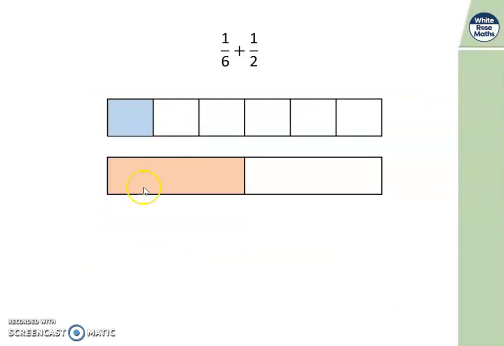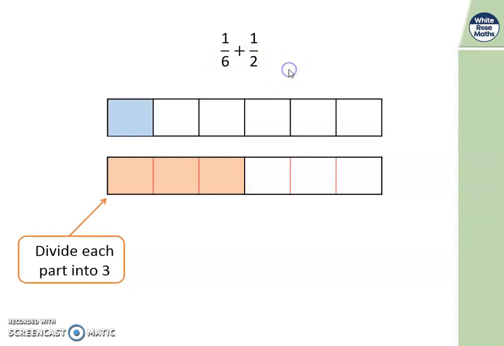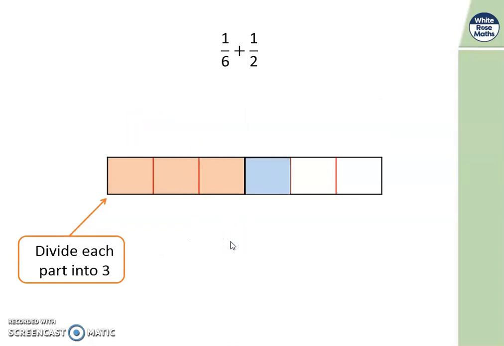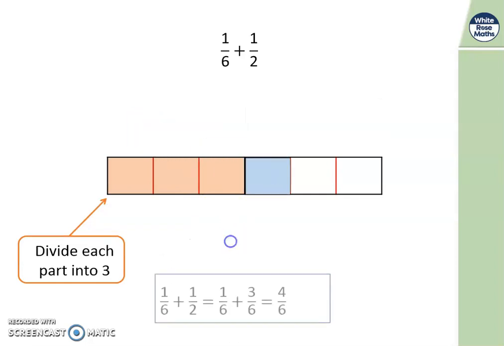So here is that 1/6 and that 1/2. Will we split this or this? Yes, we're going to split this up. We're going to make it so they have a common denominator, and that common denominator will be 6. So each part will be divided into 3. We've therefore multiplied 2 by 3 to make it into 6 pieces. And how many of those are shaded? 3 of them. 3/6. Add the 1/6 on, and you should see visually that that is 4/6.